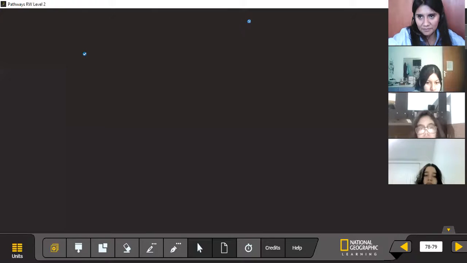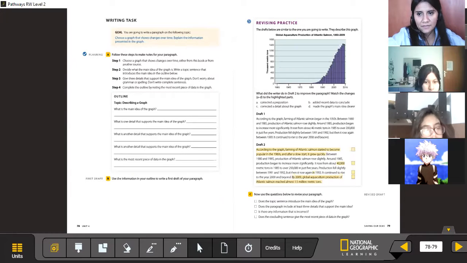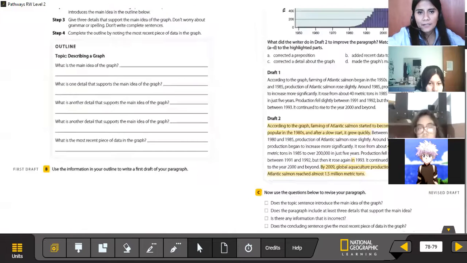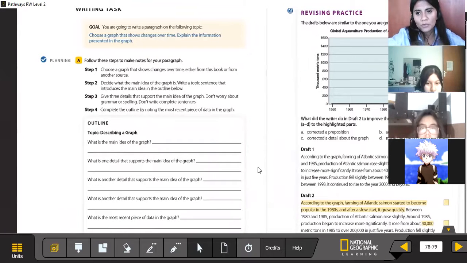So let's start. Please open your books on page 78. Page 78. Ready? Yes? So let's follow. You need to go with me, okay? If you don't go with me, then you are going to find this activity very difficult, okay? Step number 1, choose a graph that shows changes over time, either from this book or from another resource.